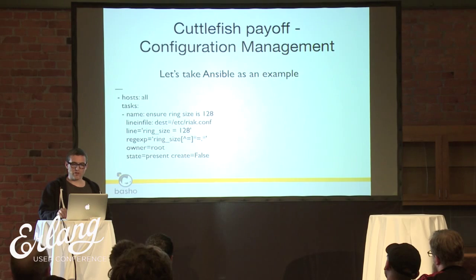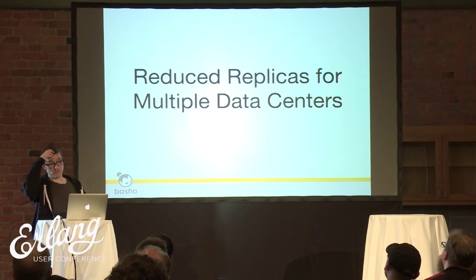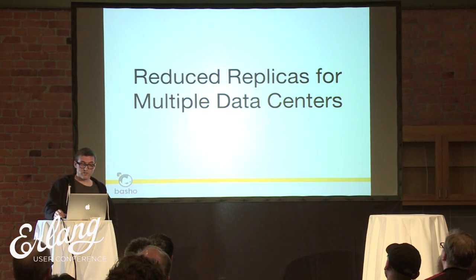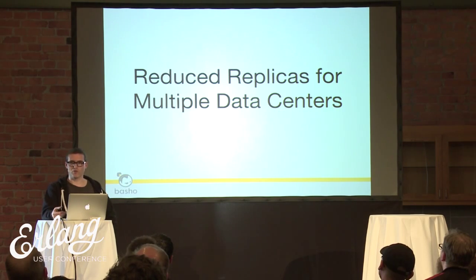Next. Right. Reduce replicas for multiple data centers. I think I mentioned it slightly earlier on in the talk. By default, Riak is going to create three copies of your data. Everything that you put into it is three copies by default. You can increase it or decrease it, but three is generally what's going to happen.